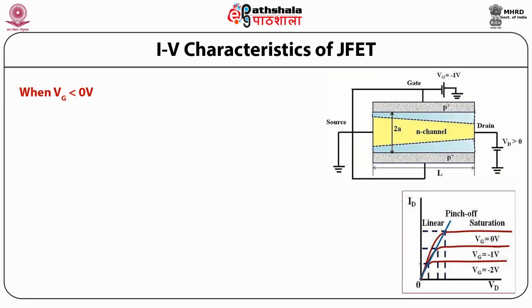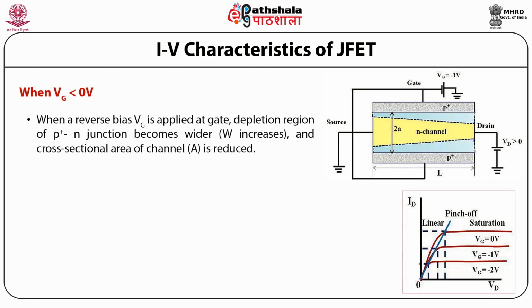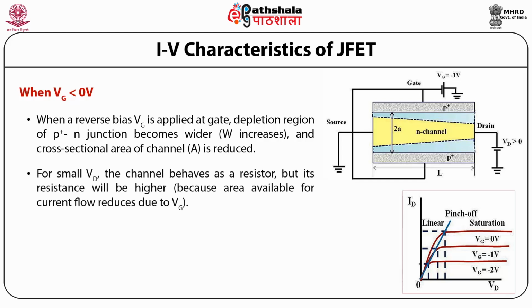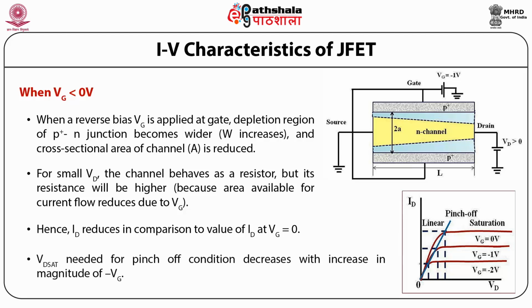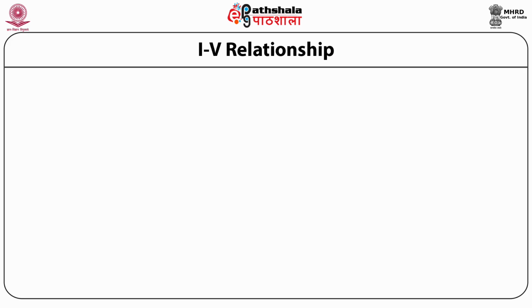Now when some Vg is applied that is less than 0, that is, a reverse bias Vg is applied at the gate, the depletion region of the P plus N junction becomes wider, W increases, and the cross-sectional area of the channel A is reduced. So for small Vd, the channel behaves as a resistor, but its resistance will be higher because the area available for the current flow reduces due to Vg. Hence, ID reduces in comparison to the value of ID at Vg equal to 0. So Vd saturation needed for the pinch-off condition decreases with increase in the magnitude of minus Vg, which is shown in this figure. Let us now discuss the IV relationship.